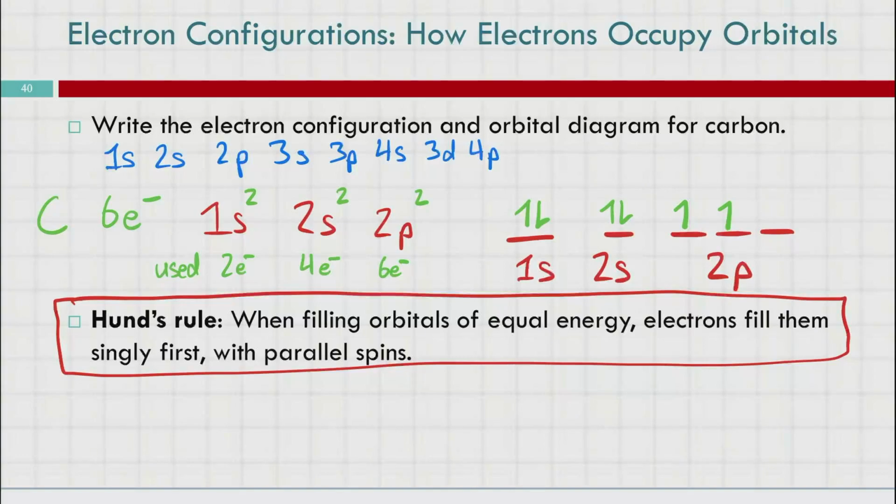So for Hund's rule, when we're filling orbitals of equal energy, same n and subshell, like 2p, 3d, 4f, etc., things that have multiple shapes instead of just a sphere, we're going to fill those singly first and with parallel spins.